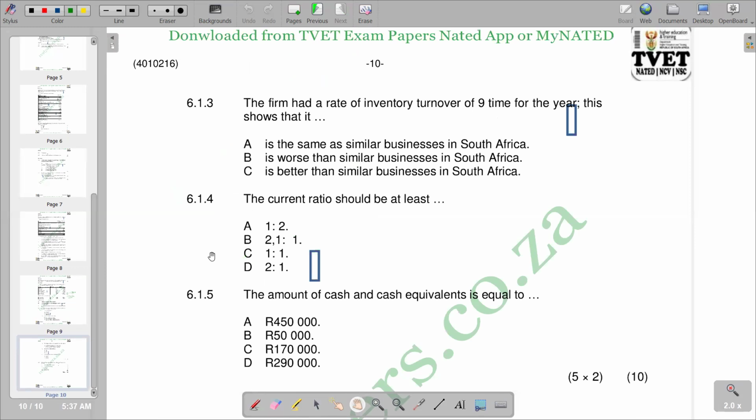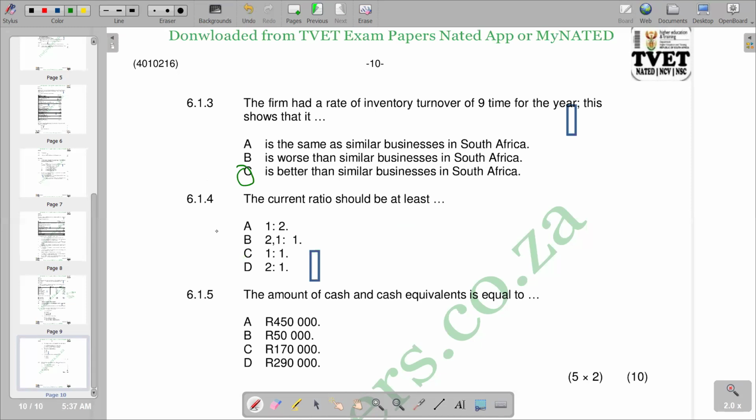So we look at the responses that we are given there. You'd see that A is saying it is the same as similar business in South Africa, which is not correct. They are not the same. B is saying it is worse than similar business in South Africa, which is not correct. We are saying it's better. We are saying that C is the most correct answer that we have, which is saying it is better than similar business in South Africa. So we've got C.